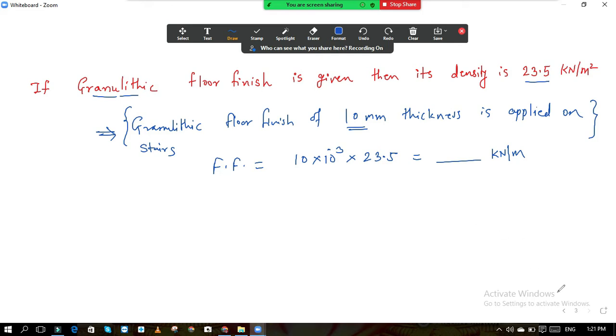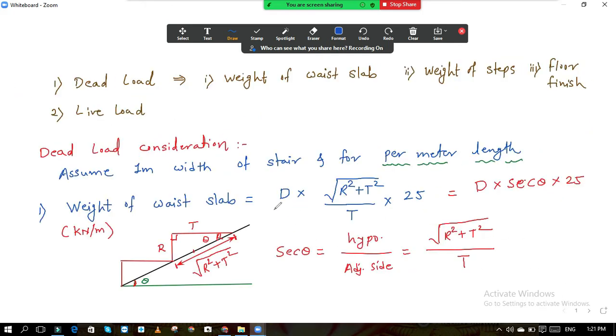Now if you see in the dead load, D is nothing but the depth of the slab, the overall depth of the waist slab. So how to assume this depth? First we will assume the depth of the slab, and later on we will check that this depth is sufficient or not.